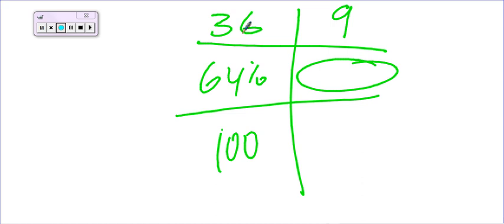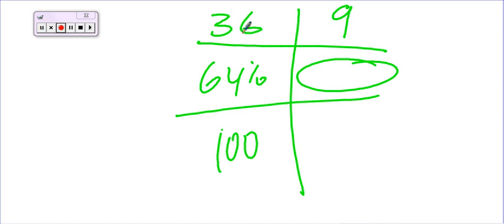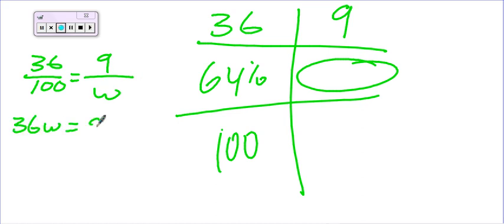So my first step, since I don't have enough information to do that, is to find out how many games they played. So that's 36 over 100 equals 9 over W for win. So 36W equals 900. Right? Did I do that right? Yeah. Okay. What next? Then you divide them both by 36.